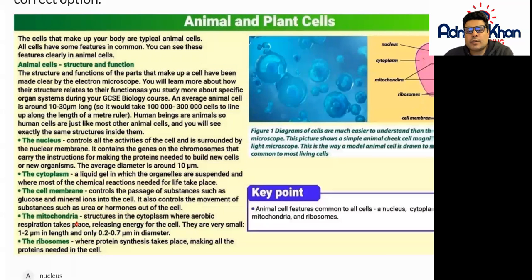The mitochondria are structures in the cytoplasm where aerobic respiration takes place, releasing energy for the cell. And then we have ribosomes, where protein synthesis takes place, making all the protein needed in the cell.